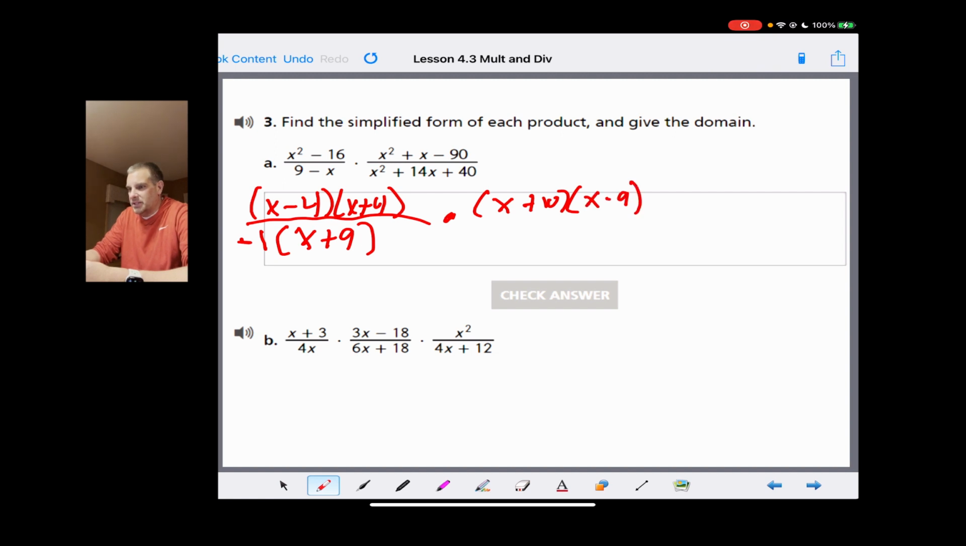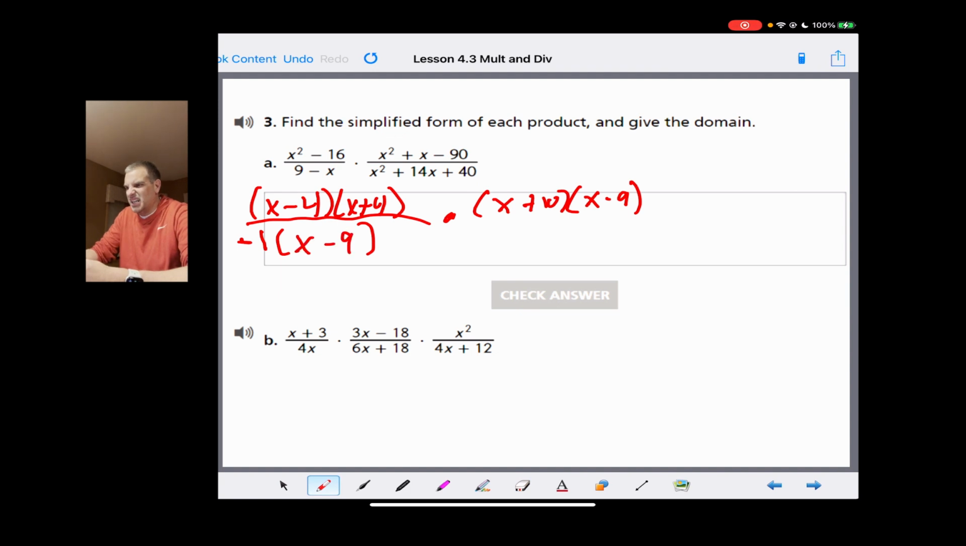Oops, I'm sorry, I made a mistake back here, didn't I? This should have been, my apologies, back here. That right there should be x minus 9. Sorry about that. Again, my apologies. But we can talk about how I noticed it. This should have been x minus 9.